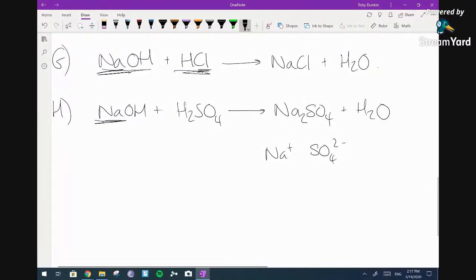1 sodium, 2 sodiums, put 2. Next. Sulfate, so 2 oxygen, sulfate ions, they're 1 and 1, that's okay. Hydrogens, oh, I've got too many hydrogens. If I balance that there, I'm done.